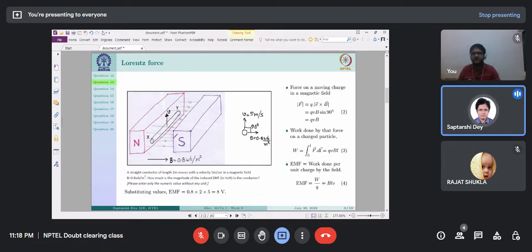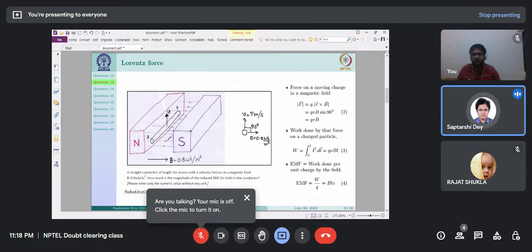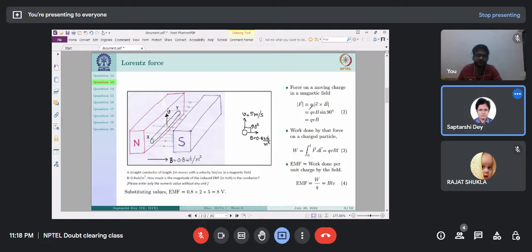Now in this question the same setup is there, and now the value of EMF has been asked. So we have to now find out from this expression how much is the force on one positively charged particle of charge Q. Now we can see here that the direction of velocity of this conductor and the magnetic field are perpendicular to each other. So we have QVB sine 90, sine 90 is 1, so we have QVB. This is the magnitude of the force acting on one charged particle of charge Q.